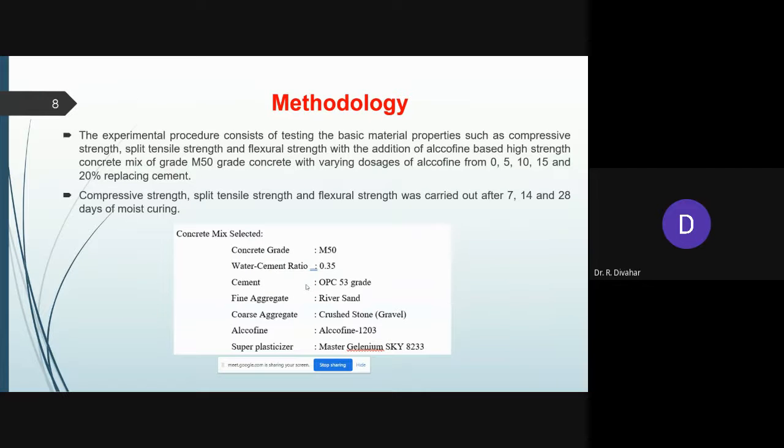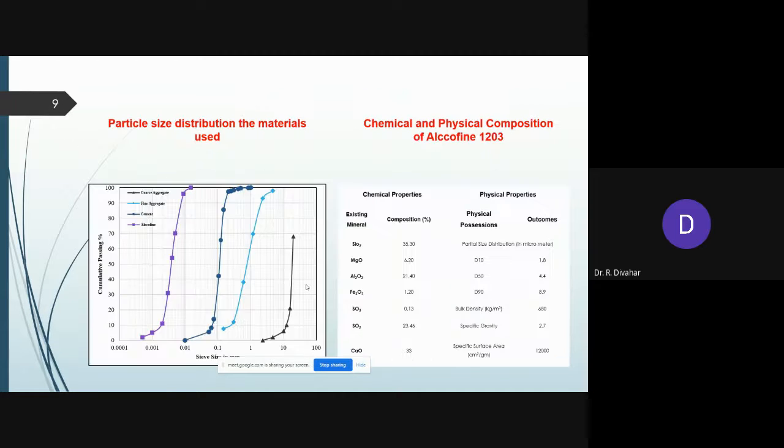Methodology: we are using high strength concrete of M50 grade, with alkafine replacement of cement at 0%, 5%, 10%, 15% and 20%. These are the concrete mix selections given below. We did curing and tested at 7, 14 and 21 days of curing. This is the particle size distribution.